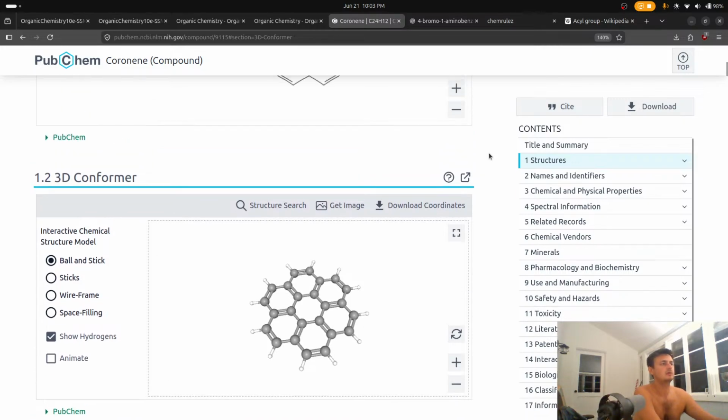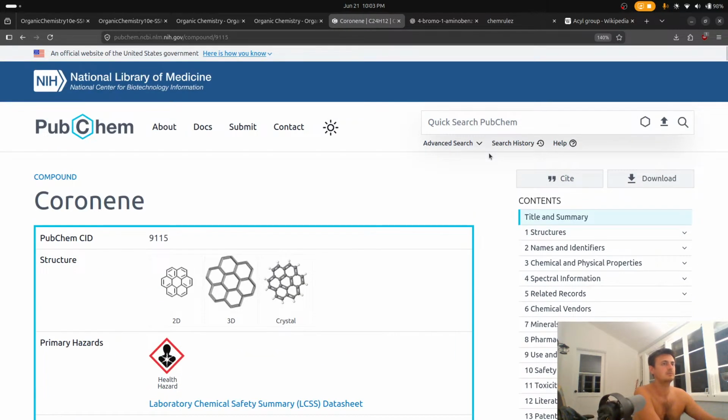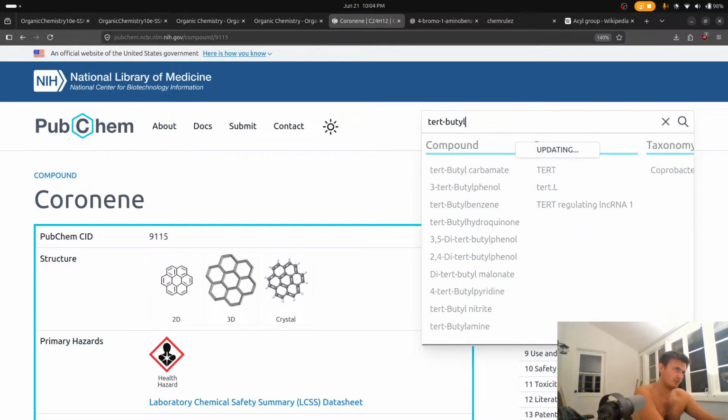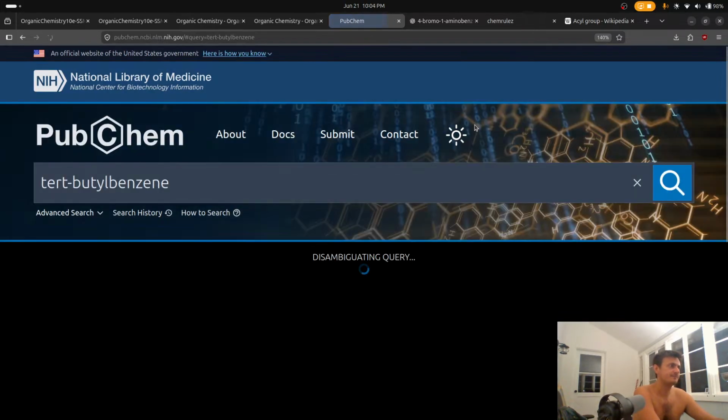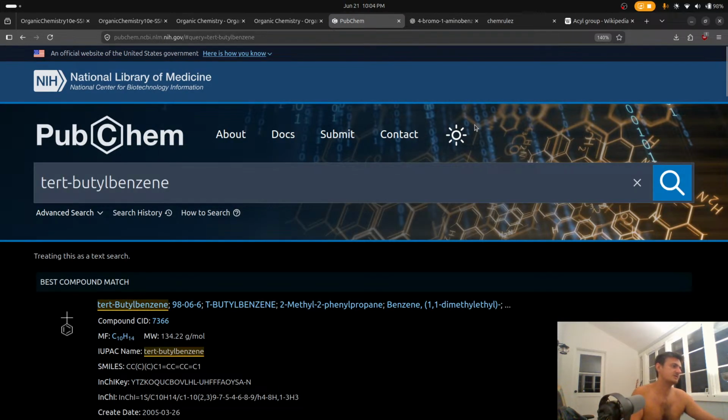Bruh. It's like, why did these people try to ruin my life with not having keyboard shortcuts? Tert-butyl benzene. Nice.